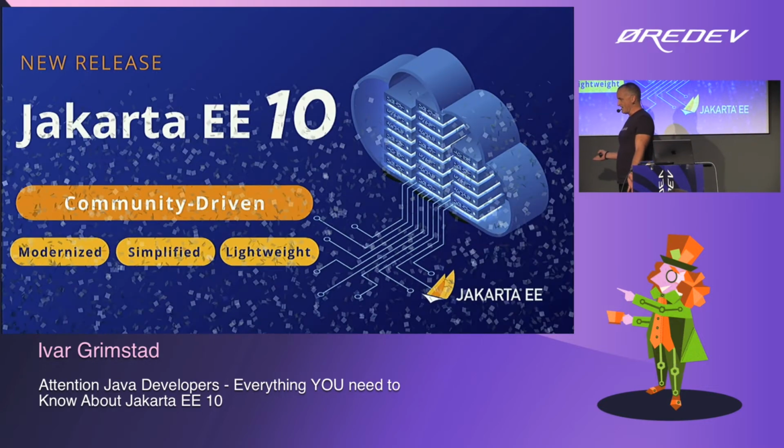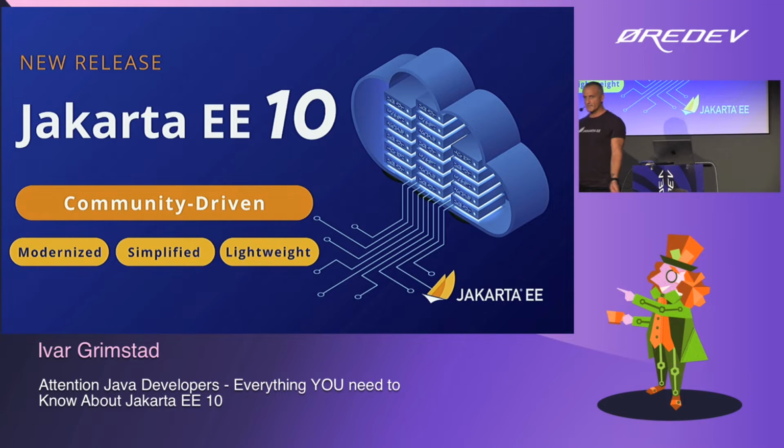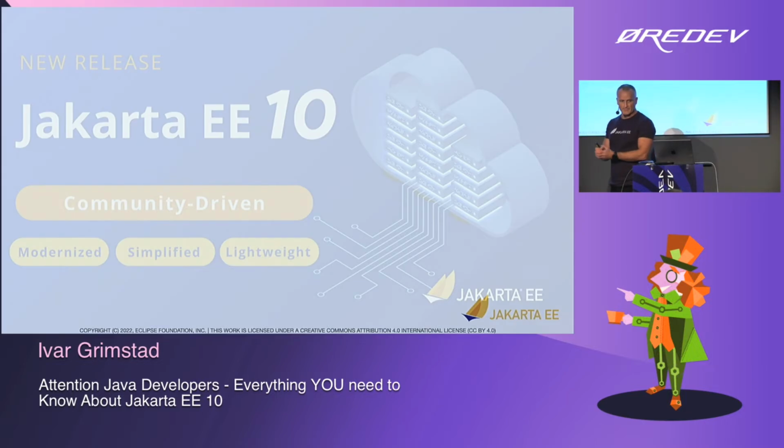So, Jakarta EE 10 was out on September 22nd this year, so it's about a month old. And this is a very community-driven release. We kind of look at it as a modernized version of Jakarta EE. It simplifies a lot of stuff, and it introduces some lightweight concepts. So these are the kind of slogans the marketing department came up with around Jakarta EE 10.